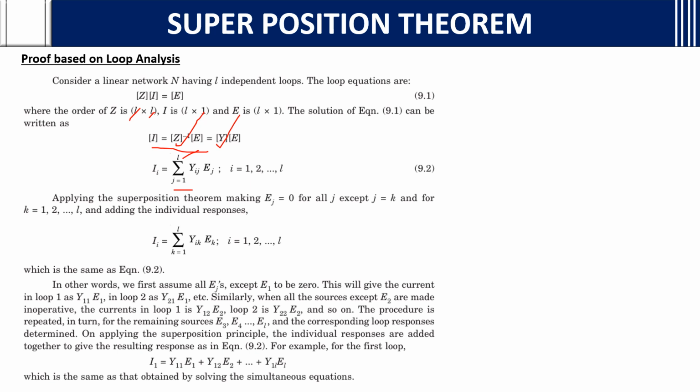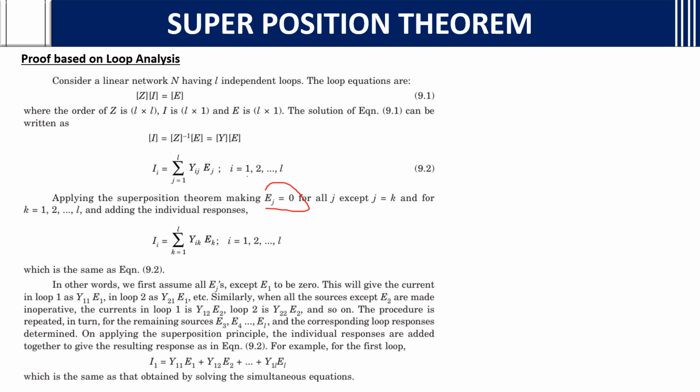This we are writing by adding all the sources, that is Y into E means Y_ij into E_j, summation over L columns. After that, applying the superposition theorem, we make E_j equal to 0 for all j except j equals k. We need to make one voltage source active and remove all the other voltage sources, which is nothing but making them inactive.